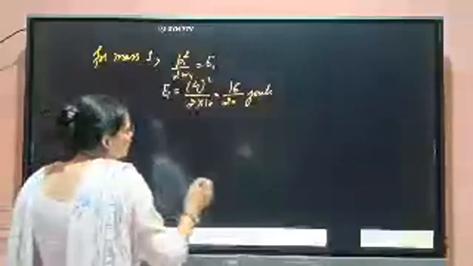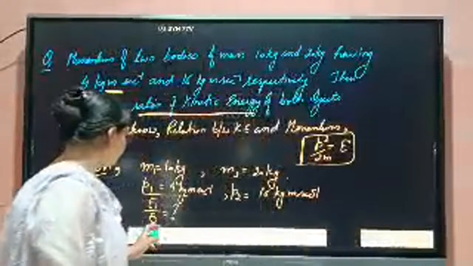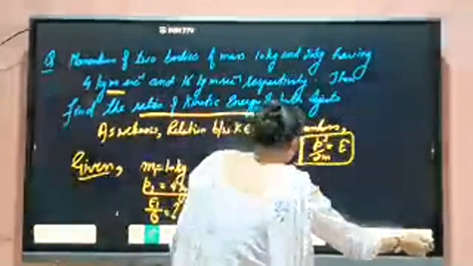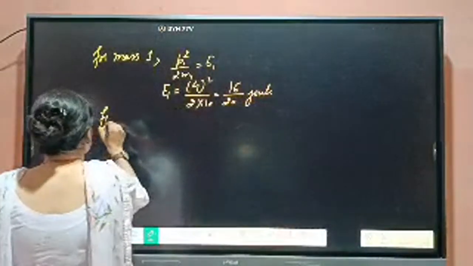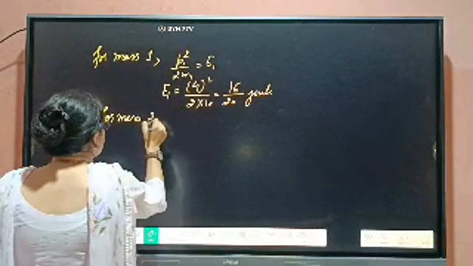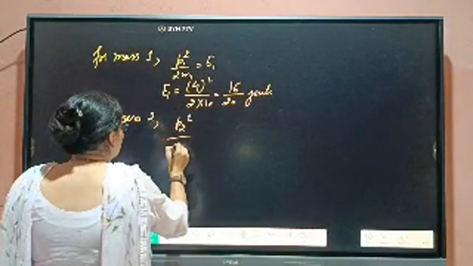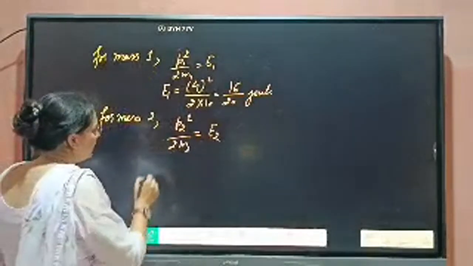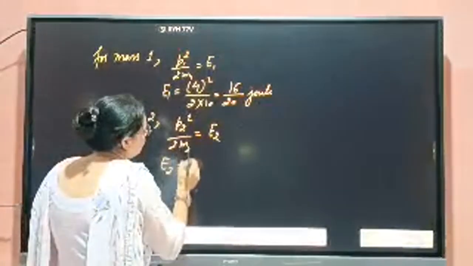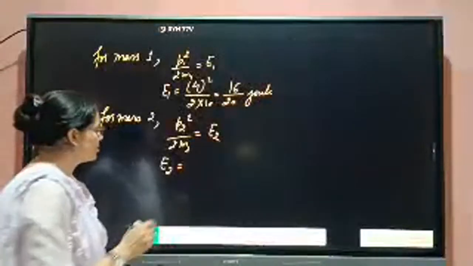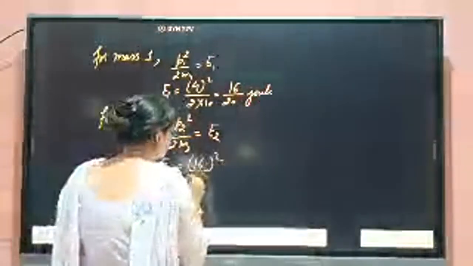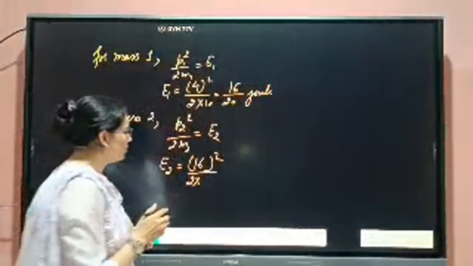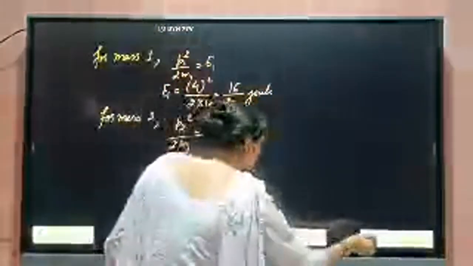Clear? So next, for E2, mass is 20, p2 is our 16 kg meter per second. So here for mass 2, p2 square by 2 m2 equal to the energy of the second mass. So here we can write E2 equal to p2 square by 2 m2. P2 is given in our question, 16 is given. So here we can write 16 square by 2 into m2. What is m2? M2 is the mass of the second body, which is given here as 20, I think 20 only, 20 kg.